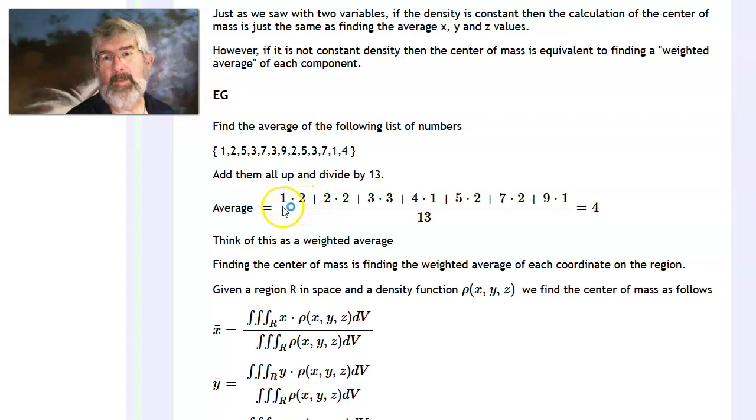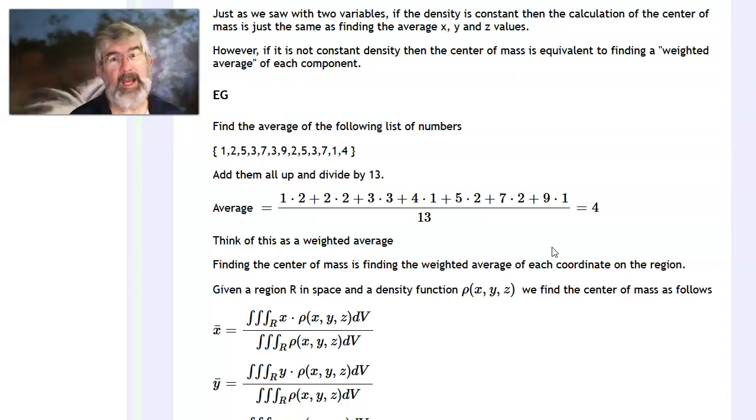The weight of the number 1 here is 2, the weight of the 2 is 2, the weight of the 3 is 3, 1 for the 4, 2 for the 5, 2 for the 7, and 1 for the 9. If I add up all those weights, 2 plus 2 is 4, plus 3 is 7, plus 1 is 8, 9, 10, 11, 12, 13. The total weight there is 13, and I'm dividing by 13. So I think of this as a weighted average.